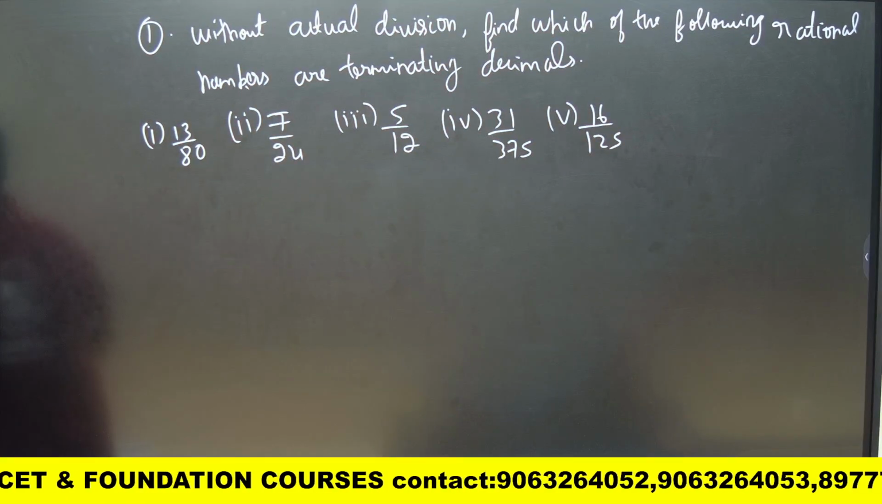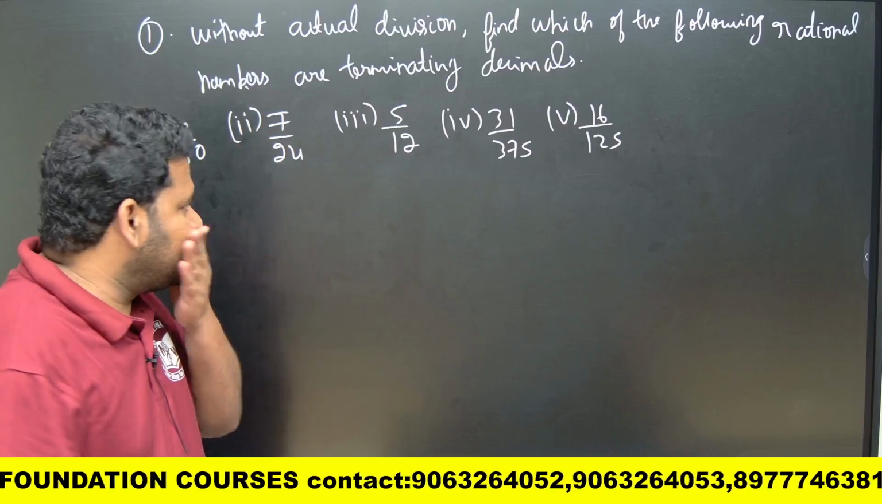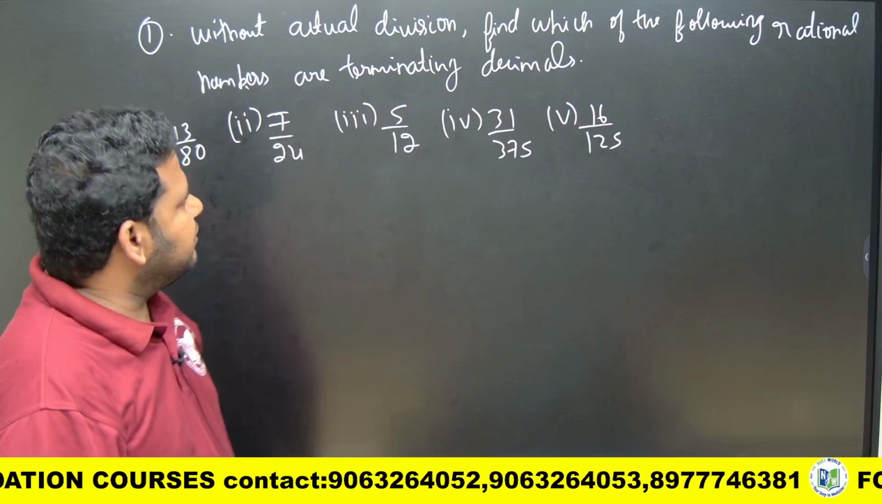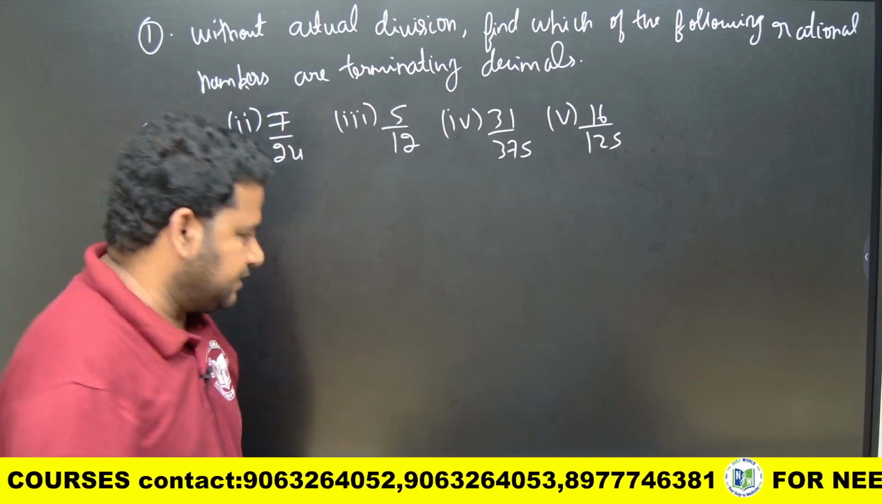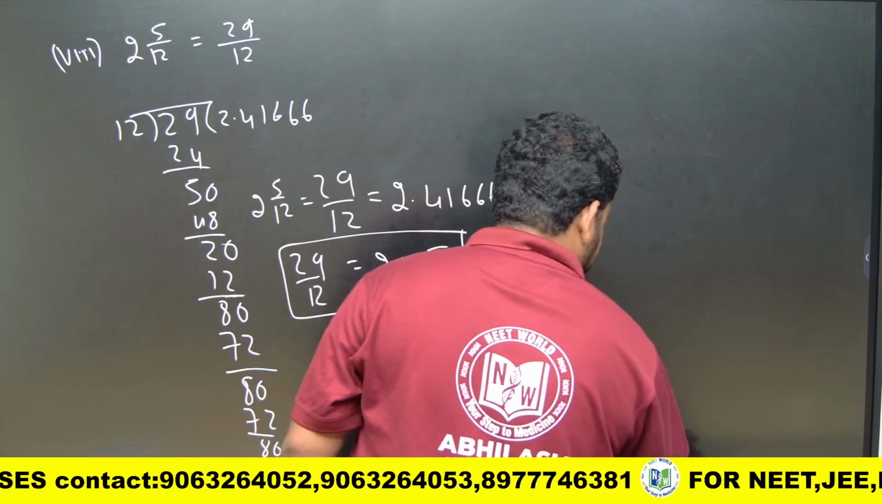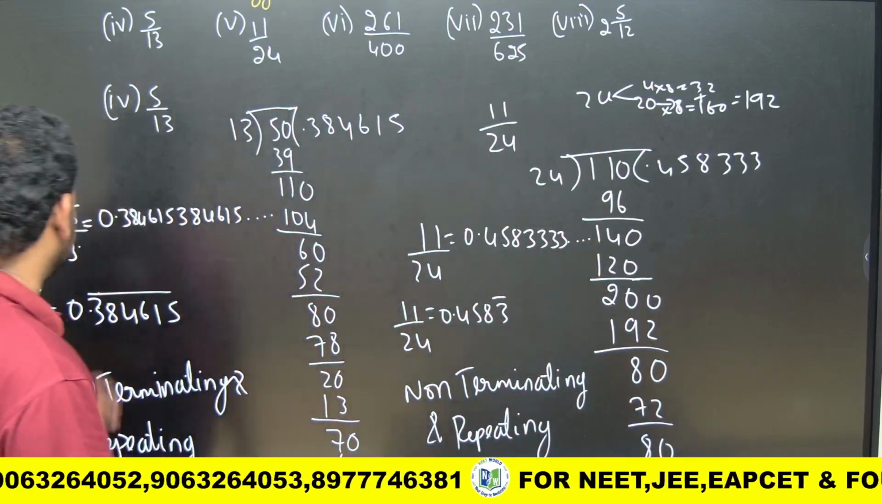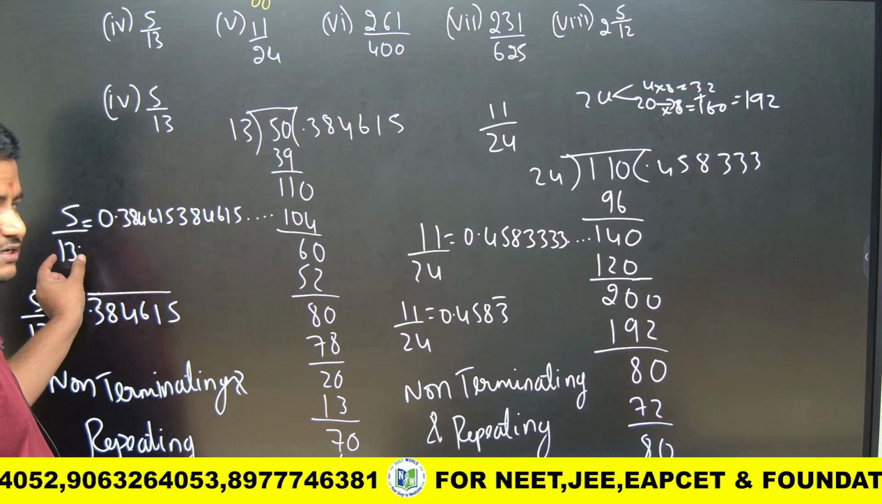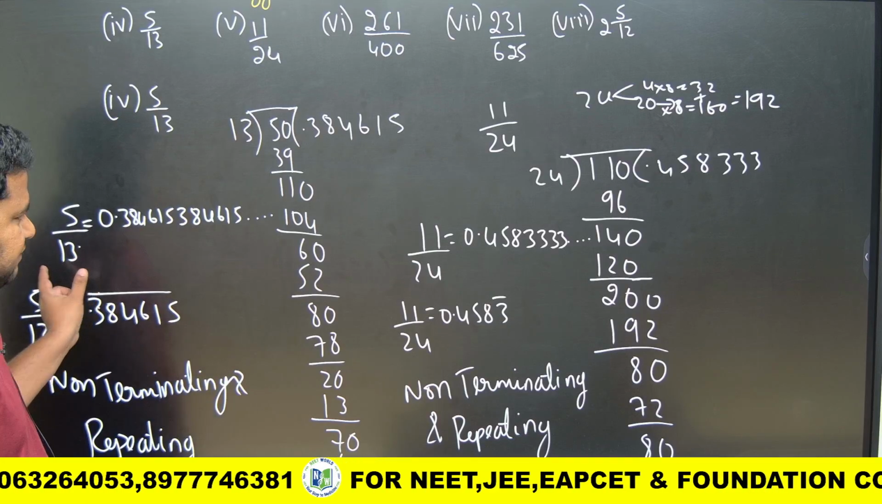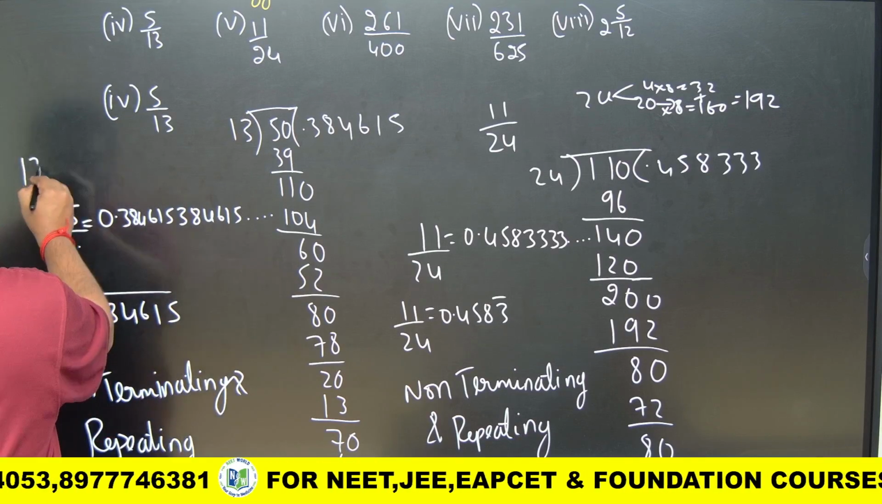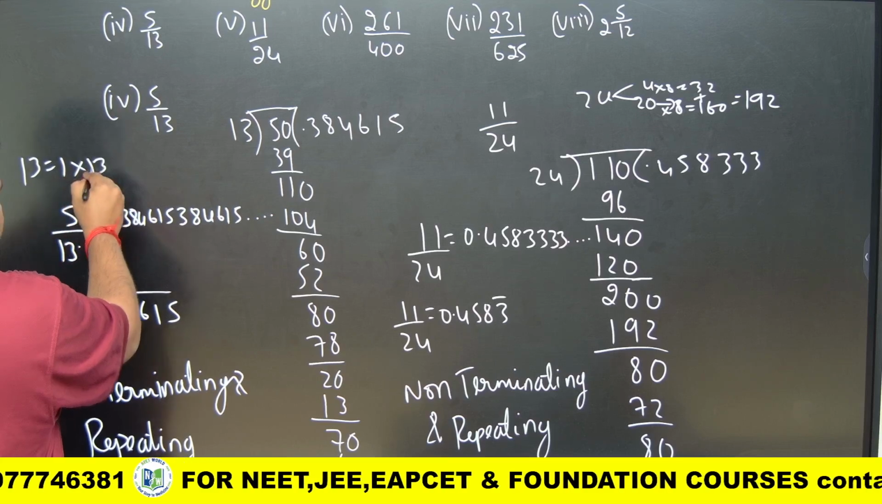This is the question. Now first of all, you must understand whether it is terminating or non-terminating. Let us have a look at the previous questions. Let us have a look at the fourth question. In the fourth question, the denominator is 13. The factors of 13 are 1 and 13 itself. Without division itself, I am telling you 1 and 13.